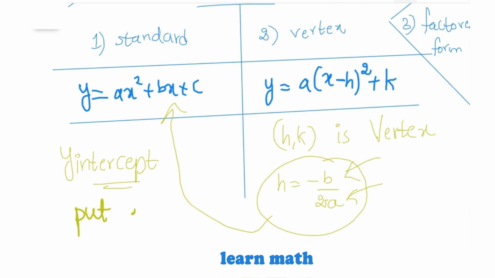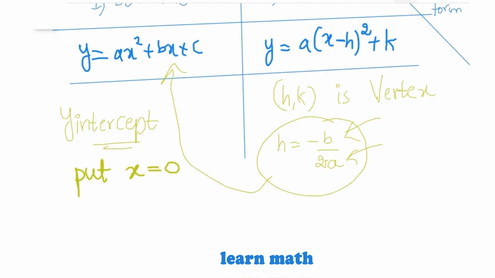For the y-intercept, put x as 0. For the x-intercept, put y as 0. So y becomes C. Yeah, 0, C is remaining. So (0, C) is the y-intercept.